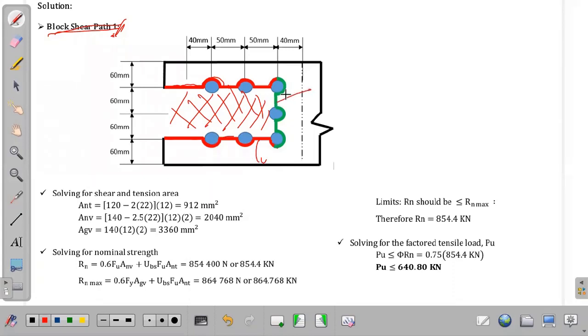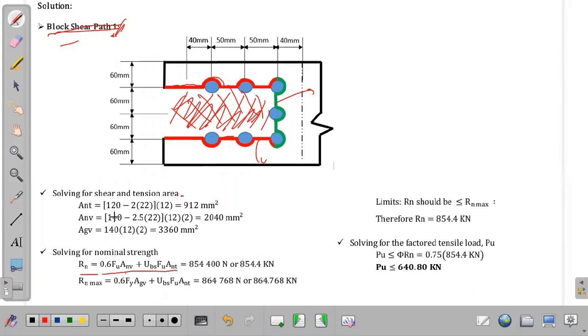And then yung green line, dyan yung magiging failure natin sa tension. Dyan natin kukunin yung net area subjected to tension. Yung green line dito, tension. Okay? So for the path 1, natanggal ito. Solving for the shear and tension area. Remember, ito yung equation natin for nominal strength. Kailangan nating i-solve yung Anv at Ant. So we need to solve for the shear and tension area.